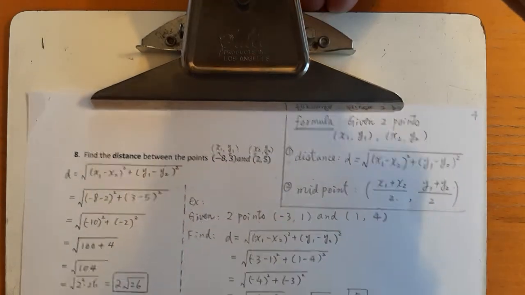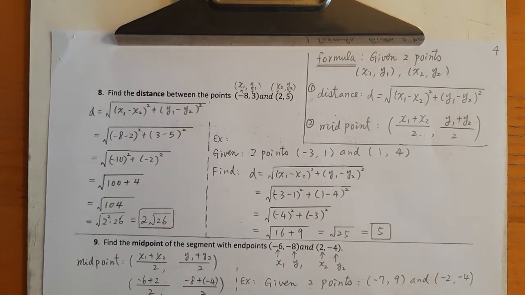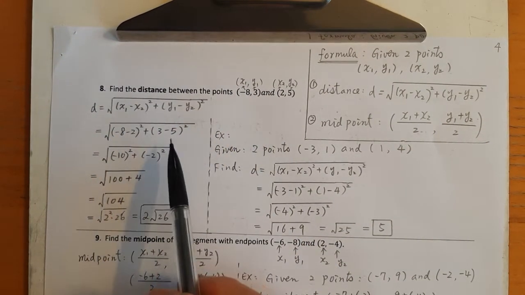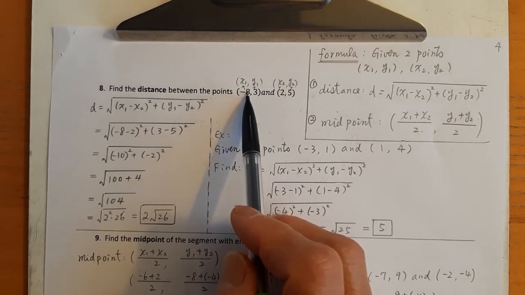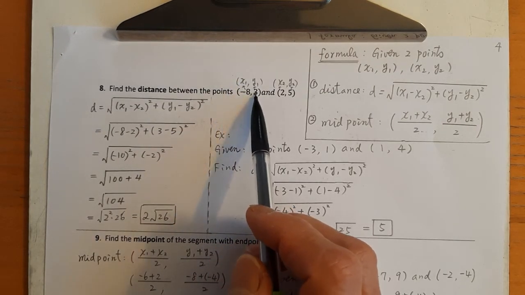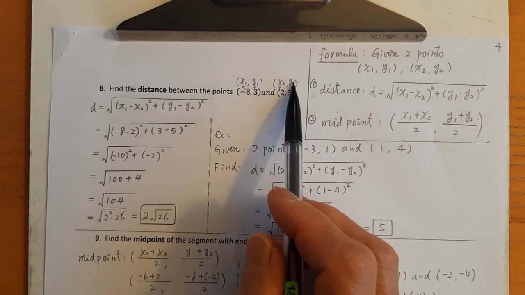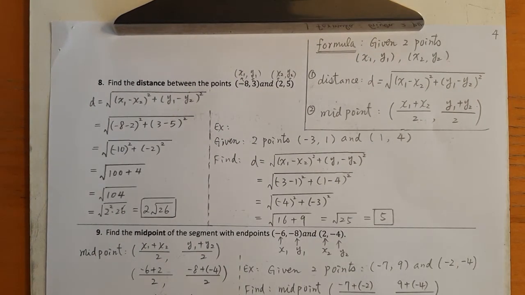So this question 8 is about the distance. Use the distance formula to find the distance between two given points. You can assume this is the first point. Negative 8 plugs into x1, 3 plugs into y1. 2 is x2, 5 is y2. So plug into the distance formula.